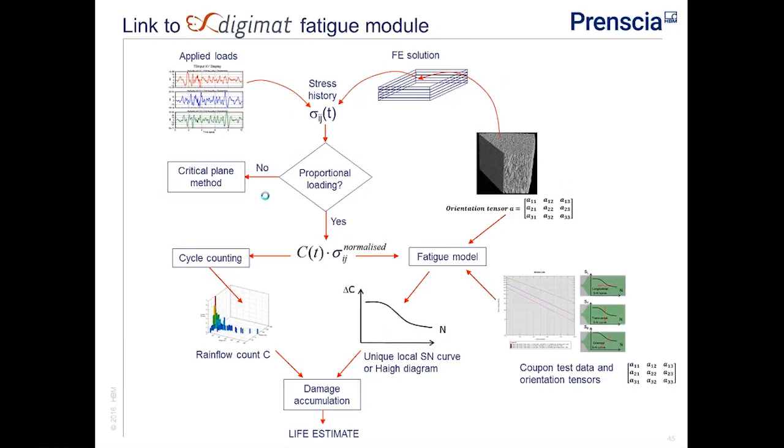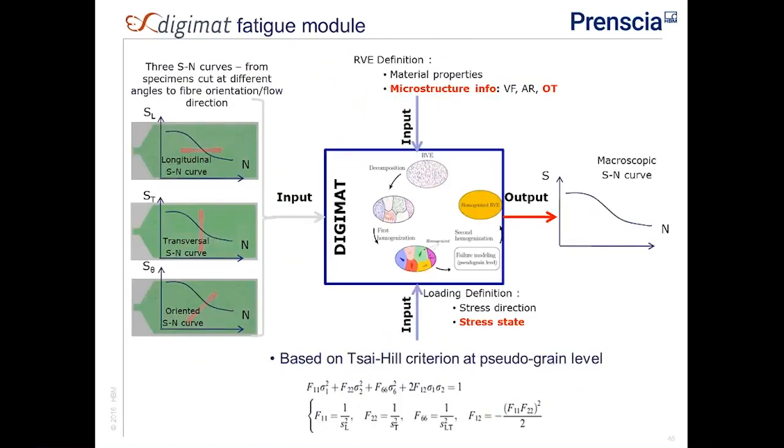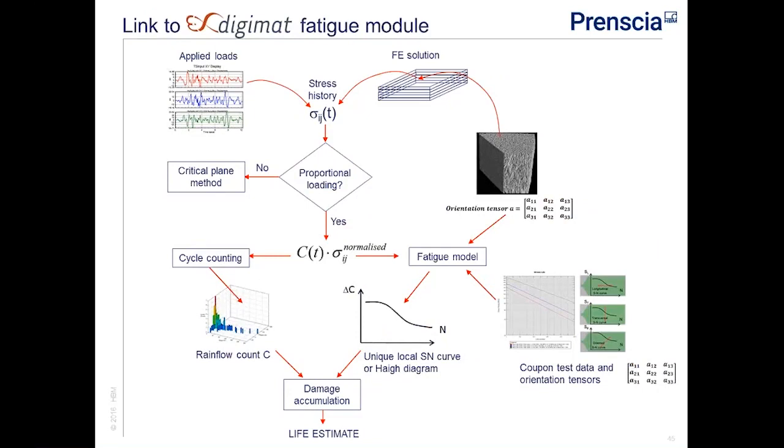So the next method that we have is an optional link to the Digimat fatigue model. I think they call it their high cycle fatigue model for short fibre composites. In order to do this, you will need the relevant Digimat licenses to make this work. So this method also creates a unique SN curve at each calculation point, but in this case, rather than just taking into account the stress direction, it takes into account the whole state of stress.